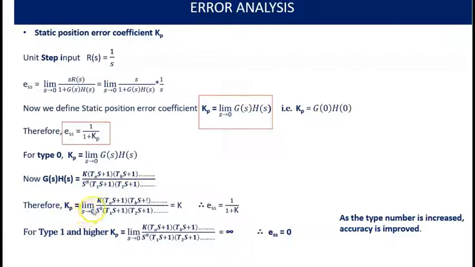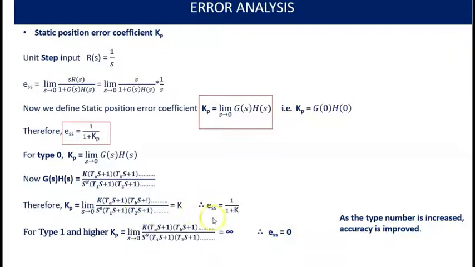Therefore, Kp is equal to limit s tends to 0 of G(s)H(s), which is equal to this term. Applying the limit s tends to 0, this is equal to K. Therefore, steady state error ESS is equal to 1 divided by 1 plus Kp, which is equal to 1 by 1 plus K. For type 1, s is raised to 1. Applying the limit s tends to 0, Kp is equal to an infinite value. Therefore, ESS is equal to 0.